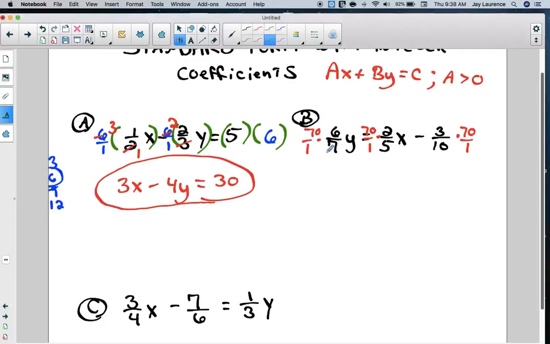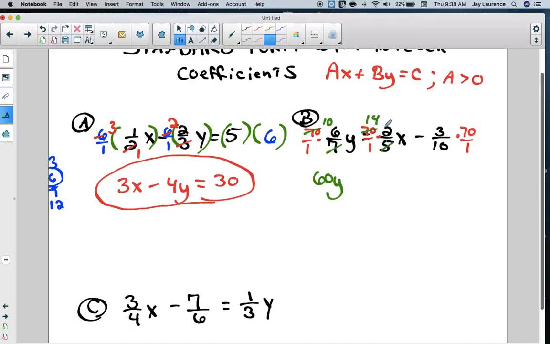All right. So 7 is going into 70 10 times. 10 times 6 is 60, times y is 60y. 5 goes into 70. Well, let's see. 5 goes into 50 10 times. There's 20 left over. 5 goes into 20 4 times. So 10 and 4 is 14. See how I did that? I did 5 into 50 and then 5 into 20, because 50 plus 20 is 70. It's kind of like using the distributive property.